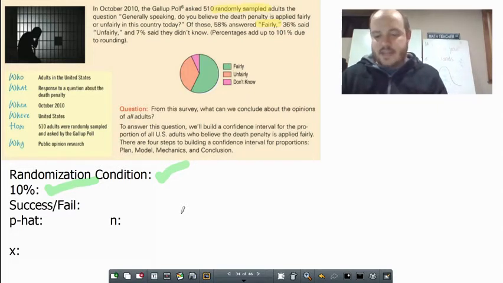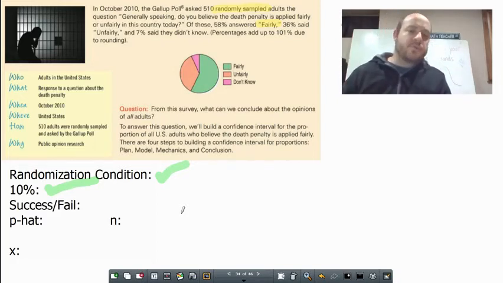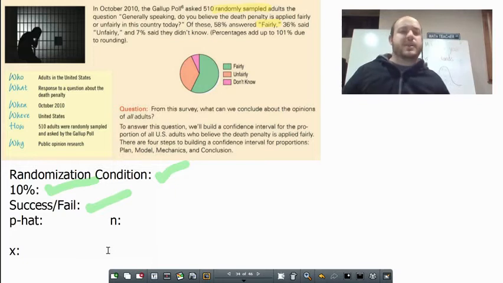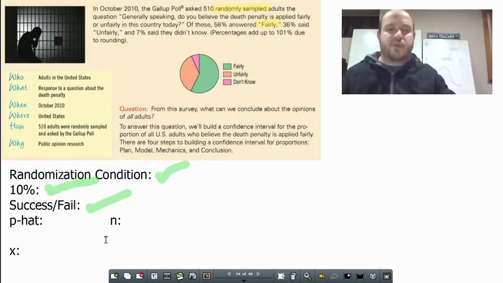We got 510 times 0.58. That's going to give us 295.8, which is obviously larger than 10. We can also do 510 times the 0.42, which again is just 1 minus the 0.58. And that's going to give us 214.2. So again, both of these are larger than 10, which means we pass the success fail condition. Because we've met all three conditions, we can go ahead and move forward with our question.